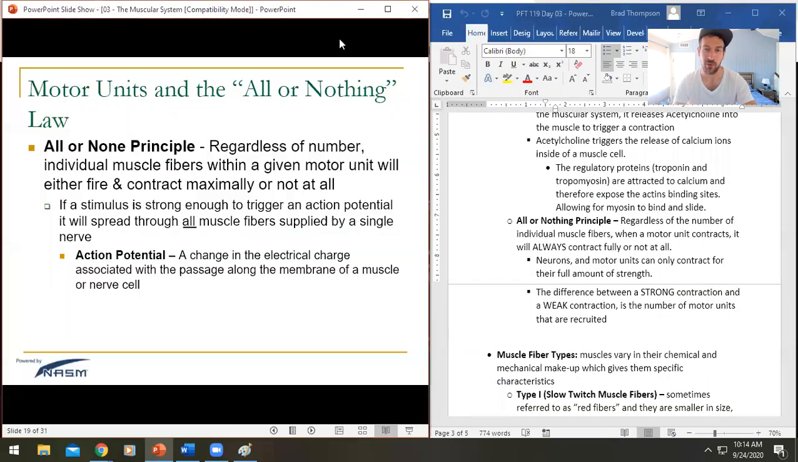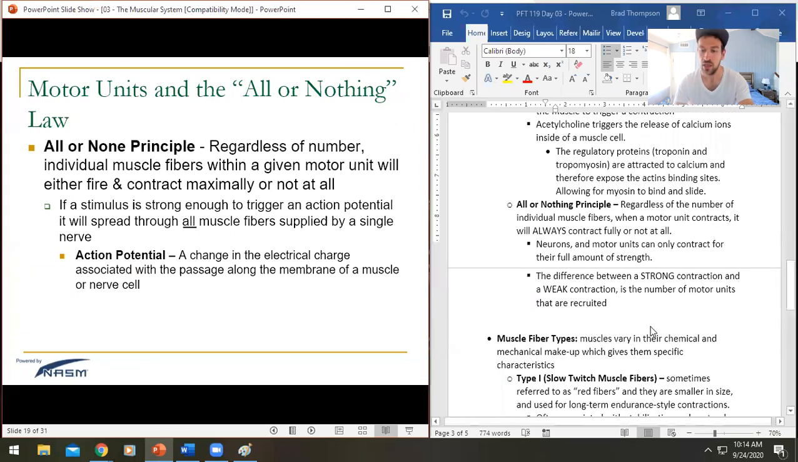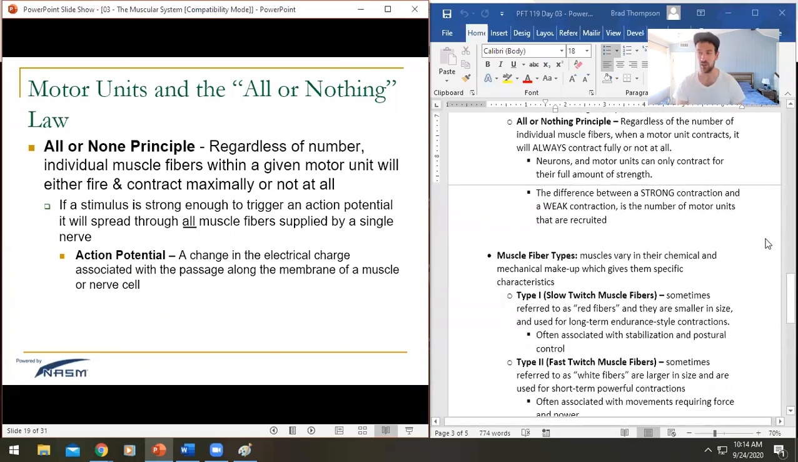Now, one thing that's fun to remember, and this is one of my favorite concepts, I just think this is so cool. There is a principle in the world of biology called the all or nothing principle. And what the all or nothing principle states is that regardless of the number of individual muscle cells, individual muscle fibers, when a motor unit contracts, it always contracts as hard as it can. There is no such thing as a muscle cell creating a weak contraction or a strong contraction. Your muscle fibers contract fully or they do not contract at all.